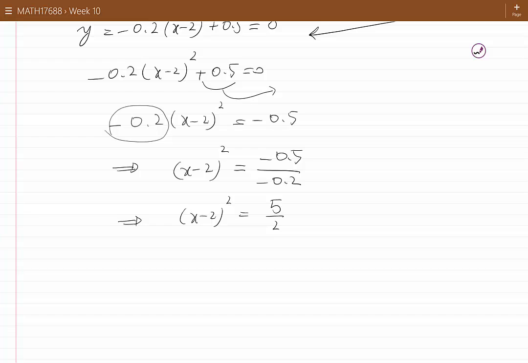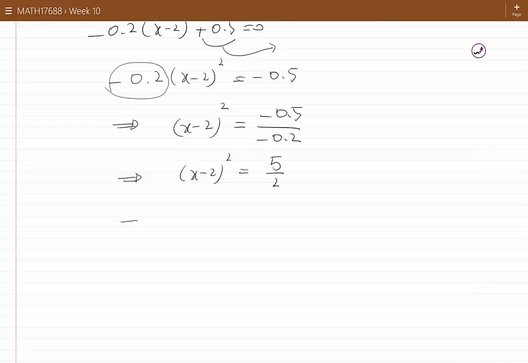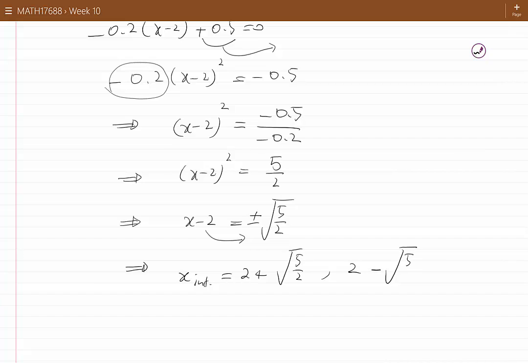It's a positive number. We now take the square root of both sides of this equation. We find that x minus 2 is plus or minus root 5 by 2. We move minus 2 to the other side and we find that the x-intercepts are 2 plus root 5 over 2 and 2 minus root 5 over 2.